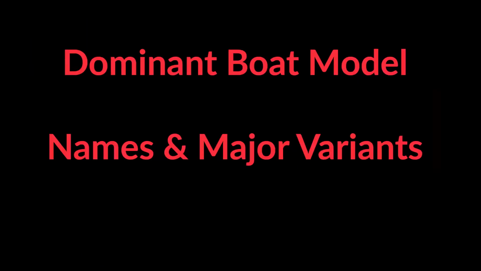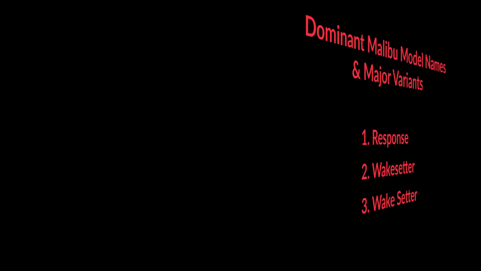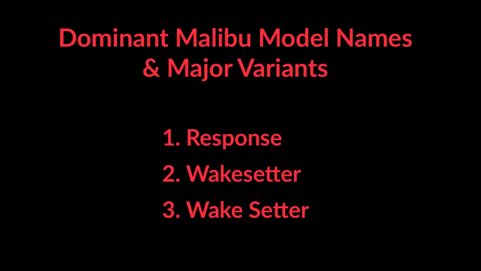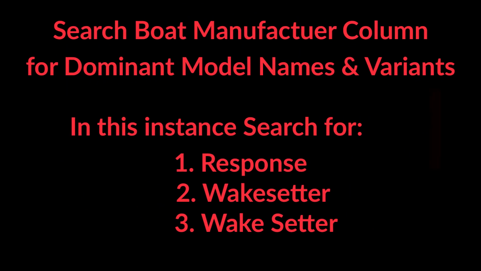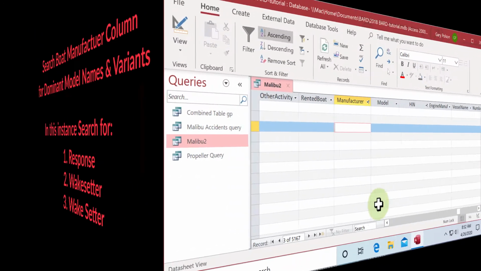Now the boat builder identifies 1 or 2 dominant model names that apply to many of its boats still in circulation. In the Malibu example, Response and Wakesetter are 2 model names Malibu might choose. Wakesetter is one of those names that might appear as 1 or 2 words. We will search for it both ways. We will start our search for the popular boat model names in the boat manufacturers column.